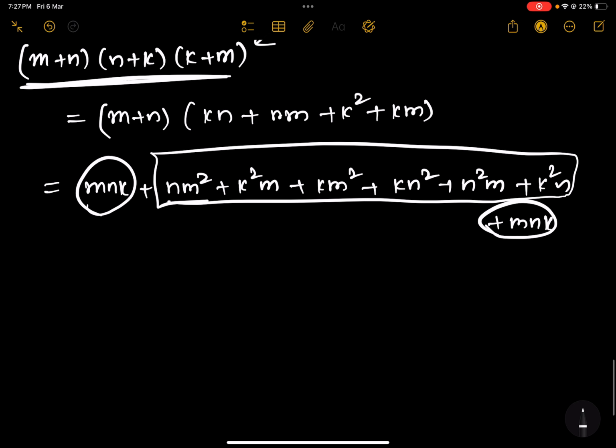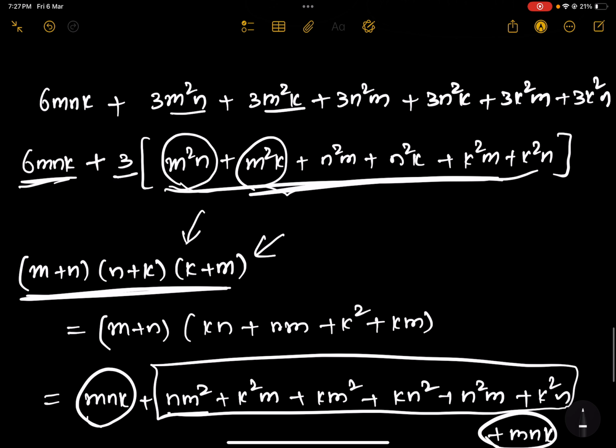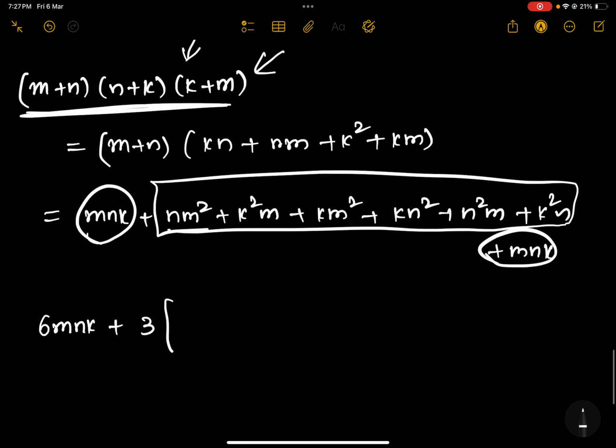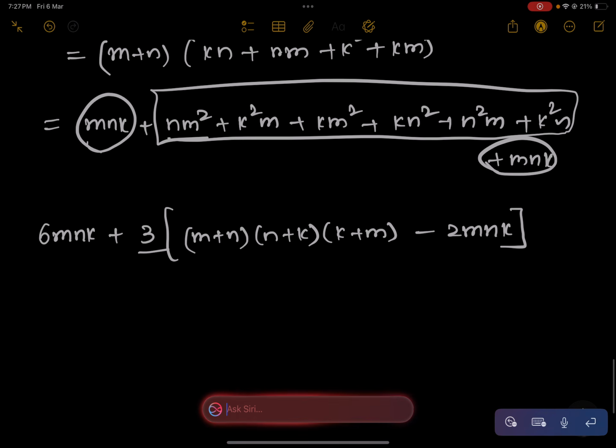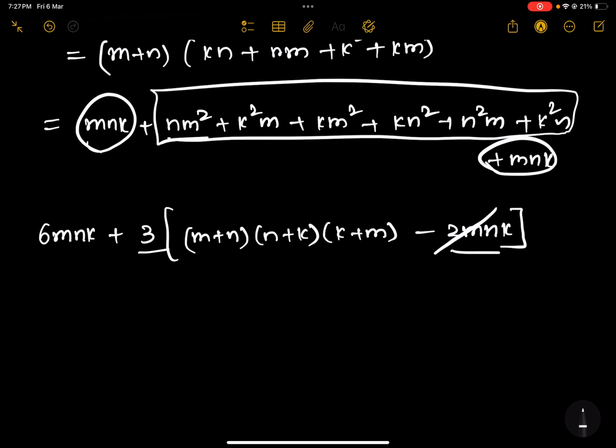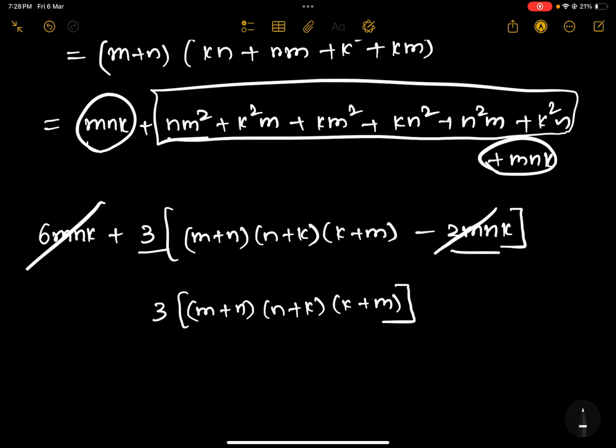All right. So your numerator has 6mnk plus 3 times this particular product, (m plus n), (n plus k), (k plus m), minus 2mnk. If you multiply this, it is minus 6mnk. So this term and this term get cancelled. So your numerator is only 3 times (m plus n), (n plus k) and (k plus m). So this is your numerator.